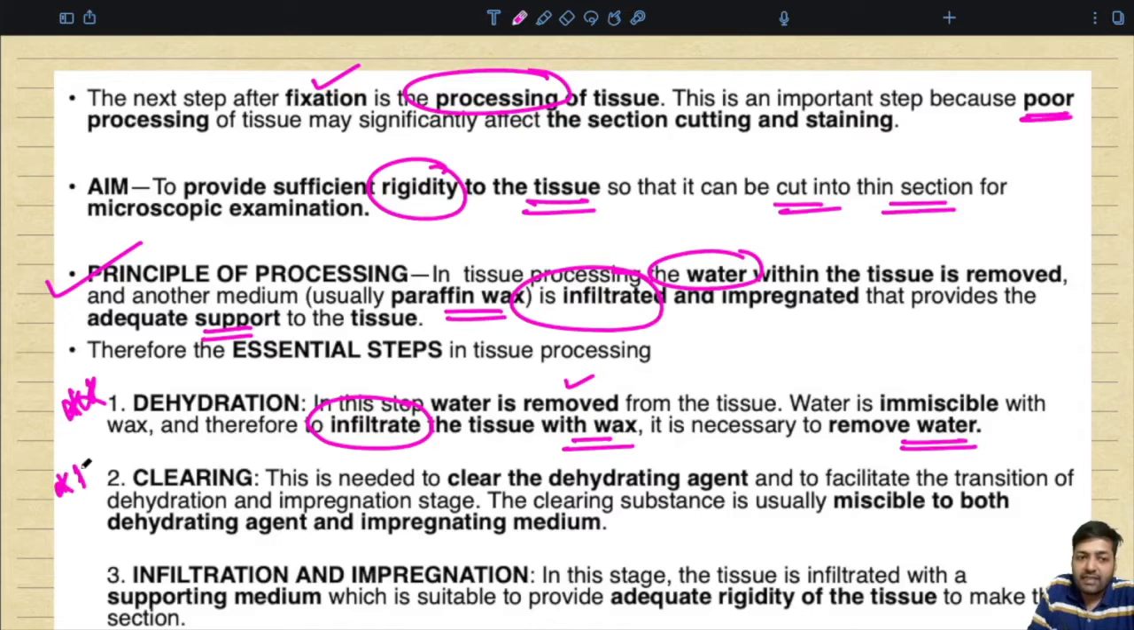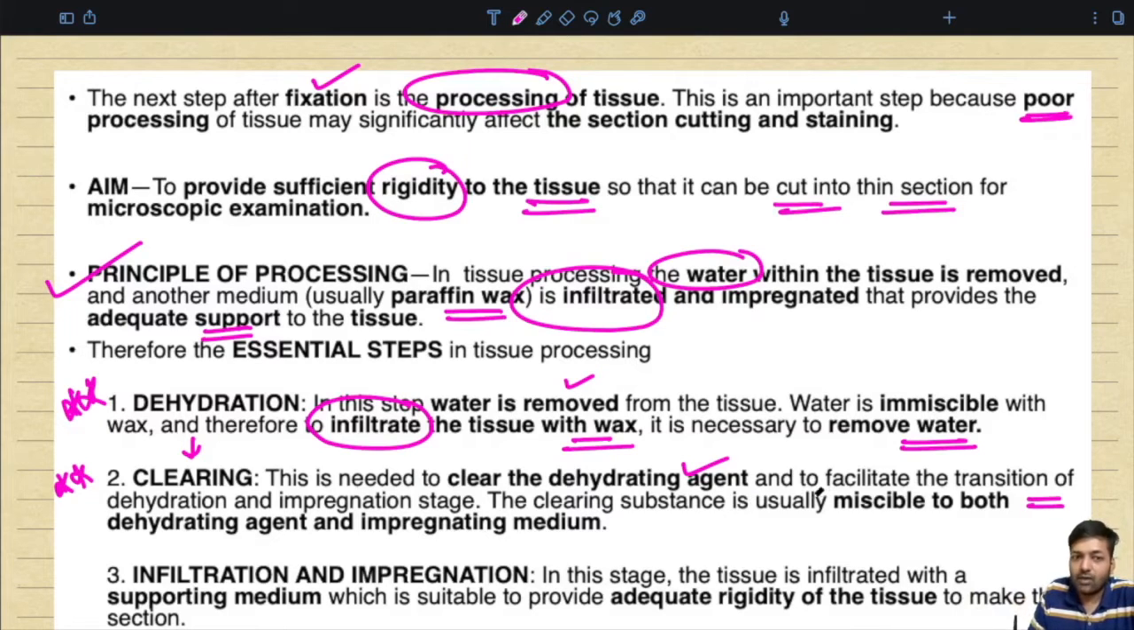Okay, the next step after dehydration is clearing. Now why is it required? Now we have removed the water, but instead of water the dehydrating agent has come into place. Again we have to remove this dehydrating agent also, because not all dehydrating agents mix with the paraffin wax or the molten wax. So therefore we have to clear or remove the dehydrating agent as well. So this is needed to clear the dehydrating agent and to facilitate the transition from dehydration to infiltration or impregnation.